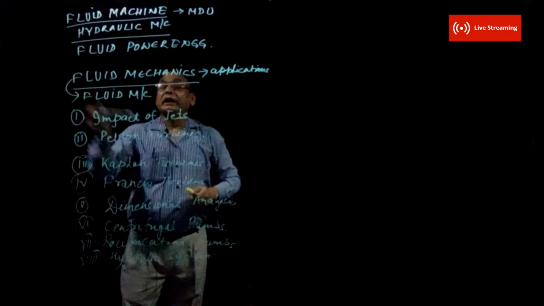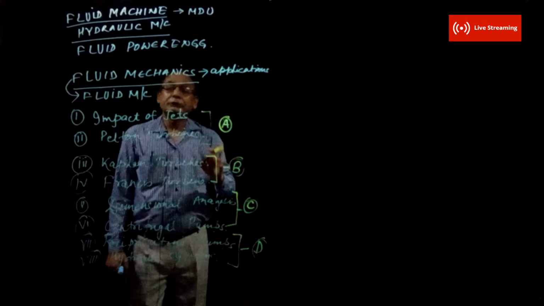See, impact of jet. So jet may be impinging the water on the surface, flat surface, may be stationary, may be moving, may be curved, may be inclined. All those things we are going to discuss in impact of jets. Now thereafter, if we see the syllabus, this is Pelton turbine, then Kaplan and Francis. All these are called hydraulic turbines. Because I told you this syllabus is basically application of fluid mechanics, so Pelton turbine, Francis turbine and Kaplan turbine are called the hydraulic turbines.